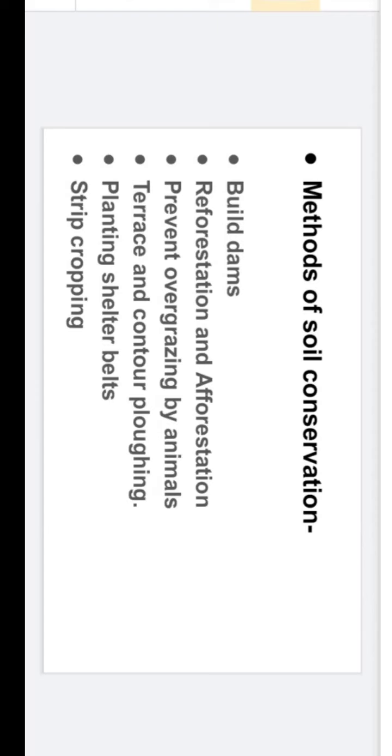Planting of shelter belts. In this, the farmer plants trees on the sides, mostly from where the winds come. When they plant the trees, it prevents the winds from entering the farm and eroding the soil. So that is planting shelter belts. Strip cropping, in which the farmer does not let even a single piece of his land go vacant, and the whole land is divided into strips, and that is called strip cropping.